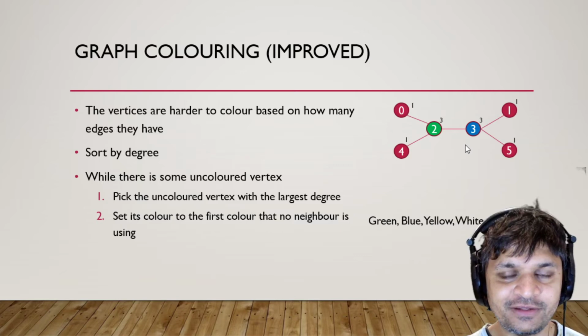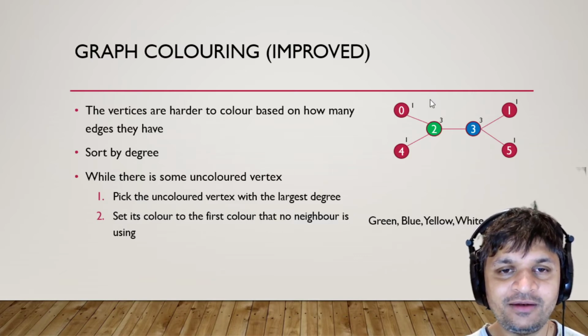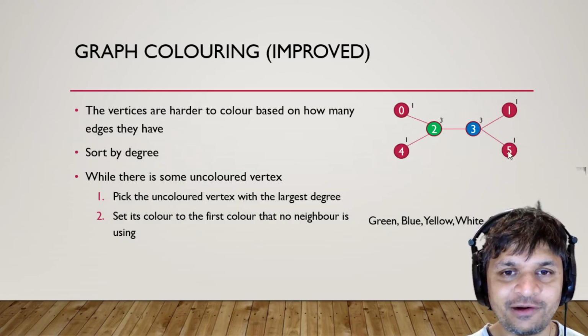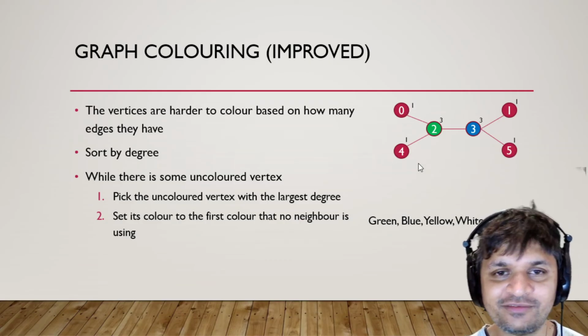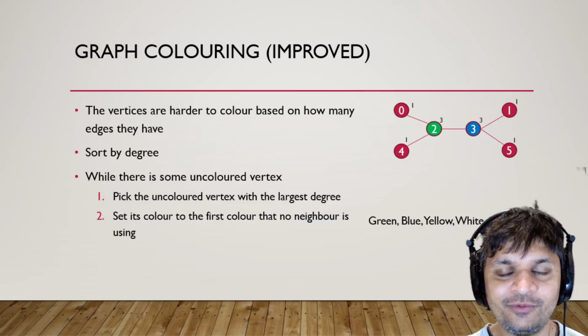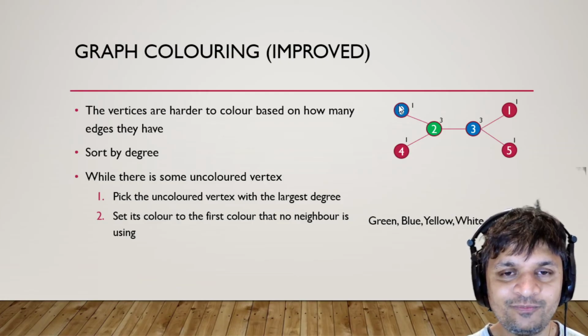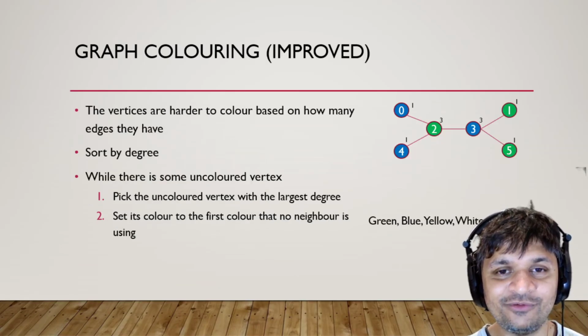Okay, so we said we get to vertex 3 and we can color it blue because green is used. Then after that, we can choose either 0, 1, 4, or 5, and we just don't care. So we'll pick maybe 0. We don't care because they all have the same degree, right? So let's say we pick vertex 0. It can't be green, so we can make it blue. Vertex 1, we can make it green. Vertex 4, we can make blue. And vertex 5, we can make green. So it played out not that differently to the previous one, but now we only use 2 colors.